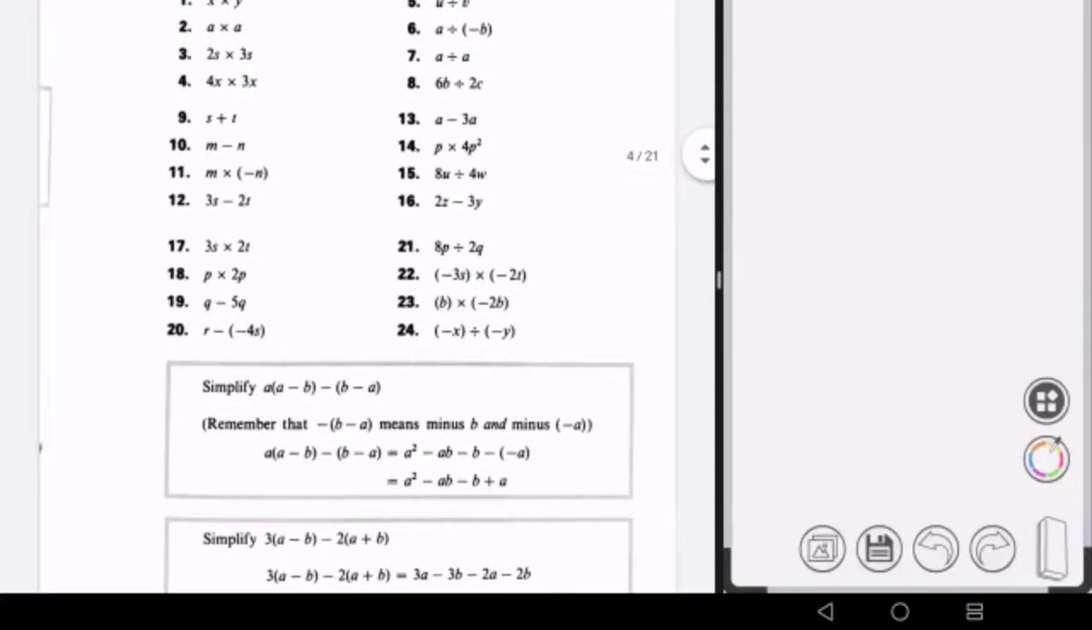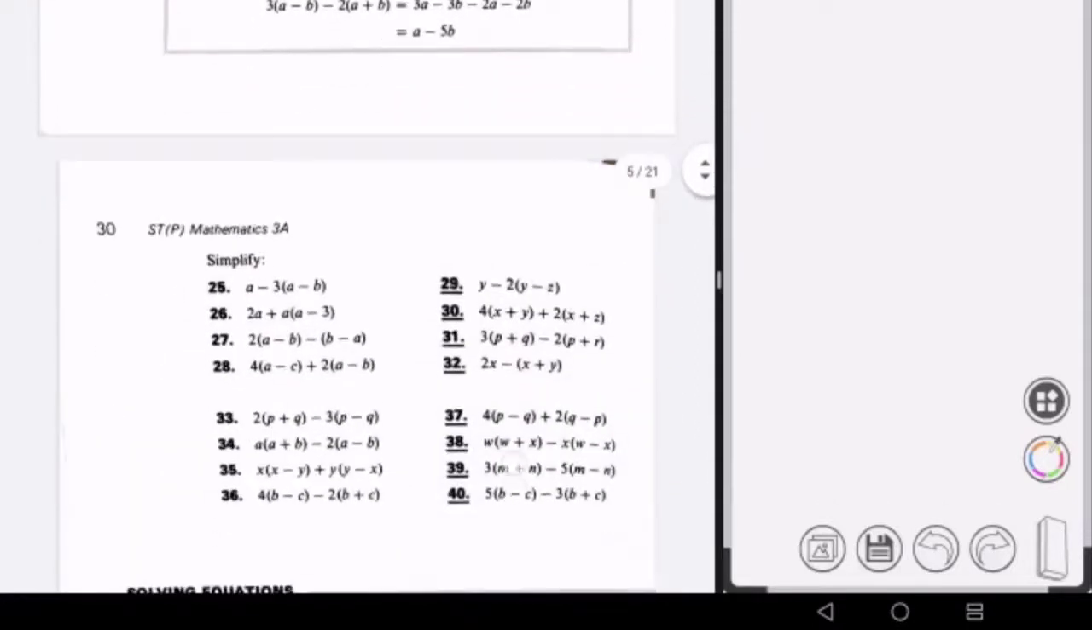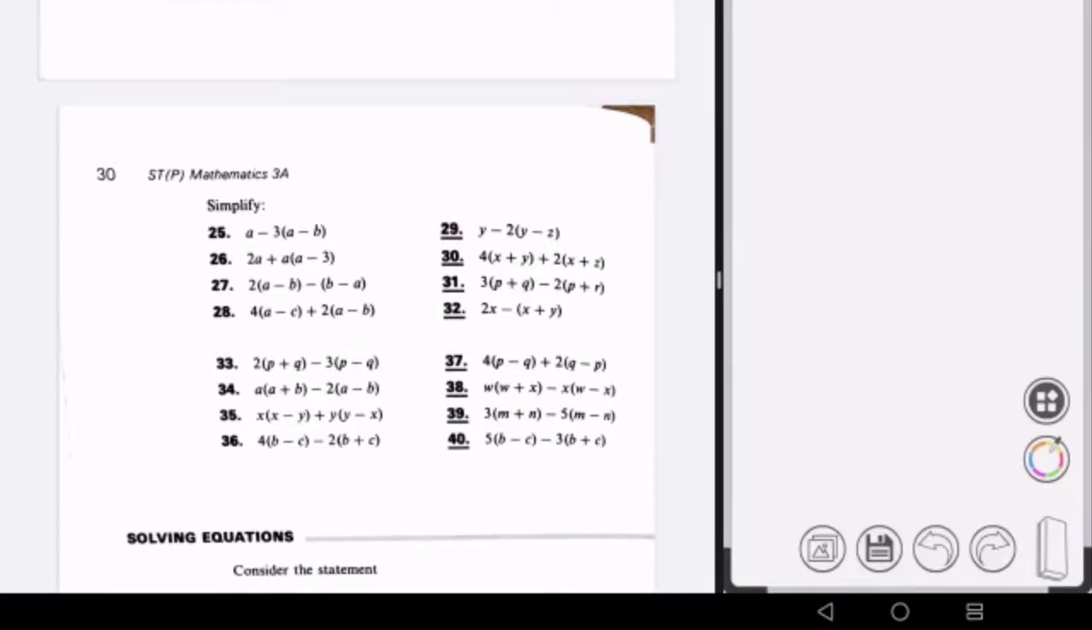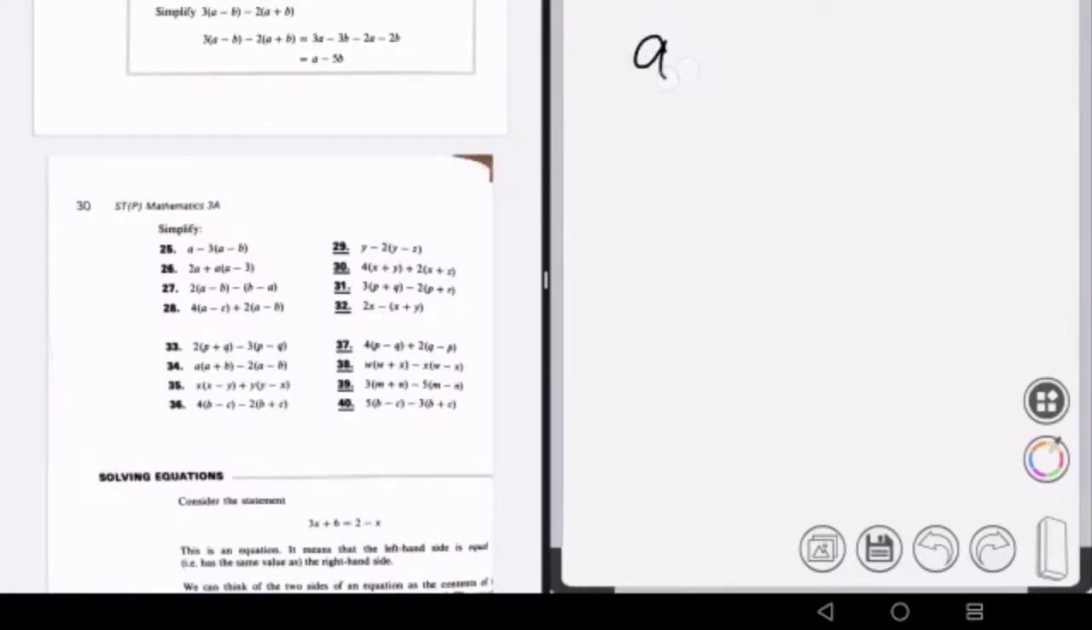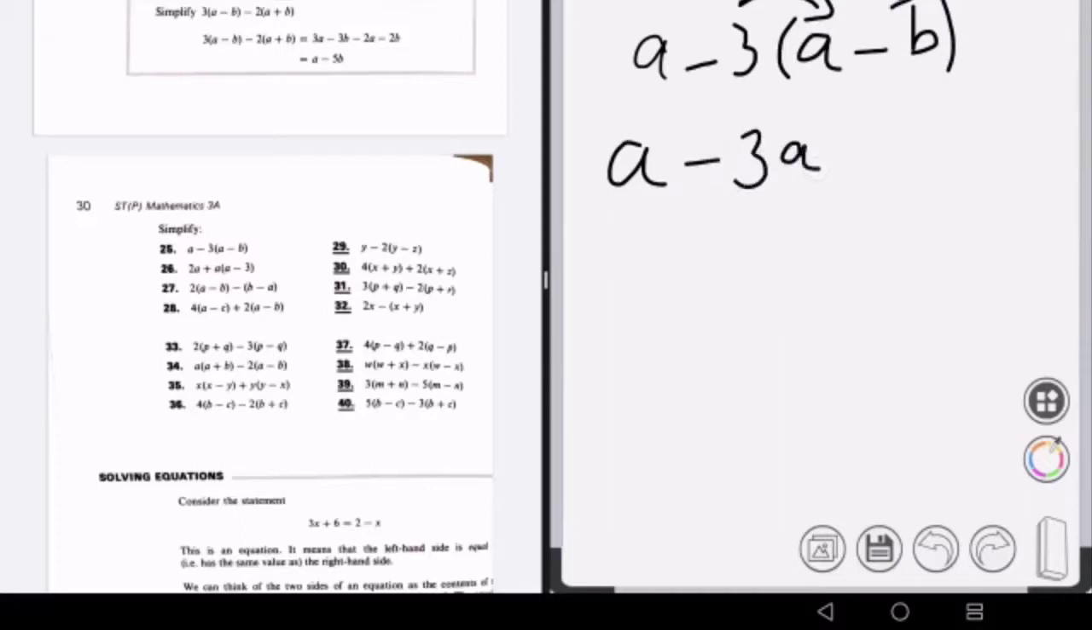One and the last. See here, question number 25 to 40 are the similar form of questions. a minus 3 into a minus b. If the value is outside the bracket, it means this value will multiply with all the values inside. So it will be minus 3a. This minus multiply by minus become plus 3b.